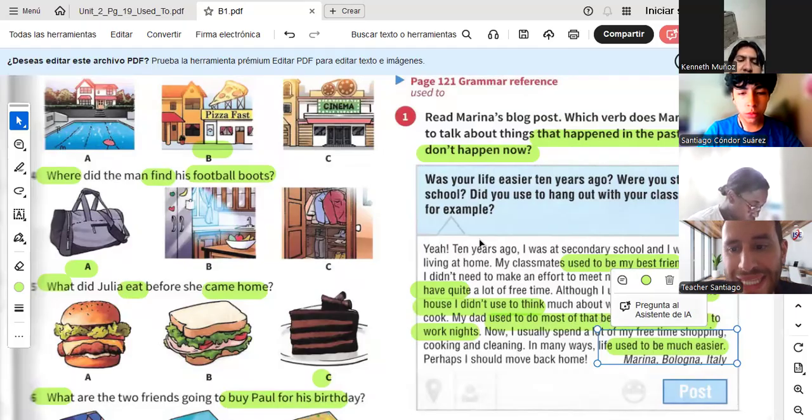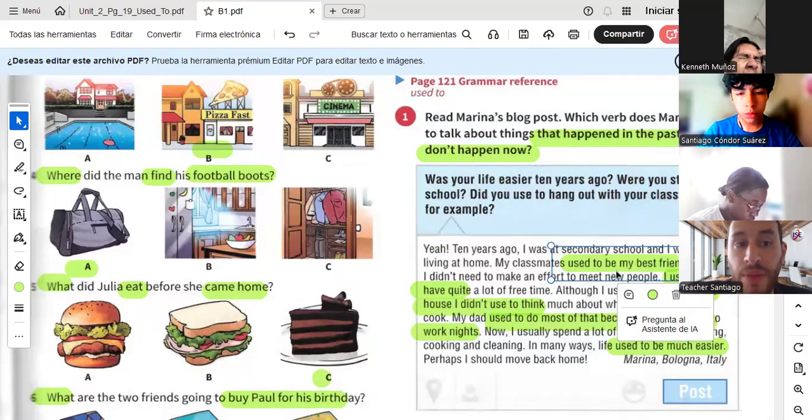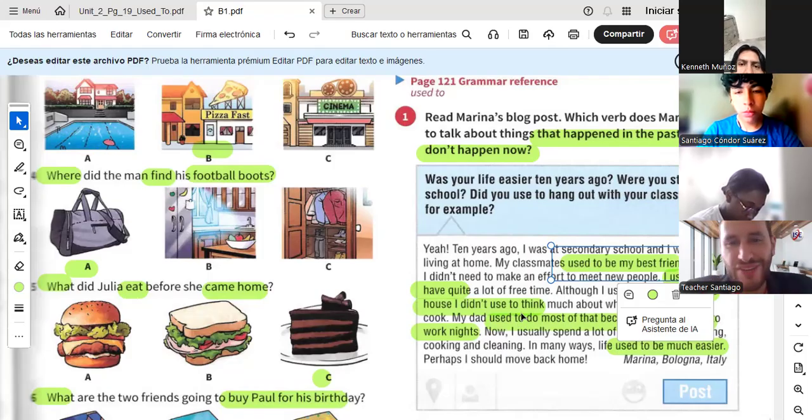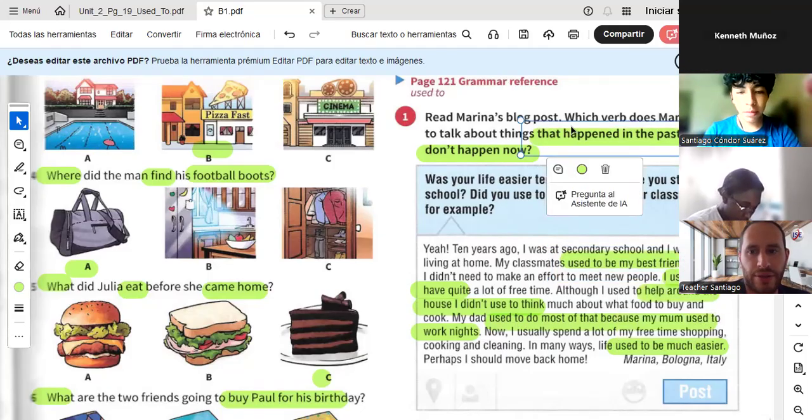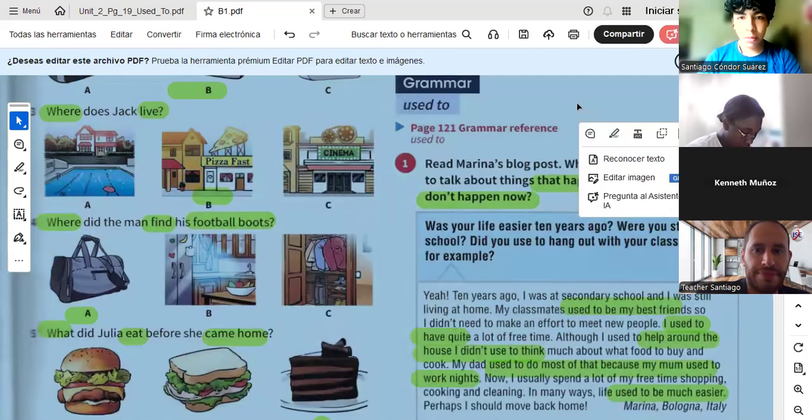So, notice that after used to, we use the base form. Usamos la forma base. So, for example, with verb to be, the base form of verb to be is be. Used to be. Used to do. Used to think. Okay, use the base form of the verb. So far, do you have any question? This is just an example and short explanation. It's clear so far? Okay. Yes, teacher. Okay, great. Thank you, Santi. Let's move. Let me see.